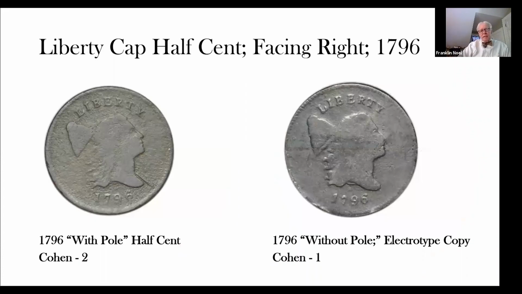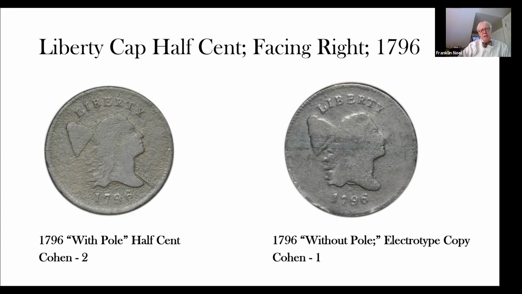The same is true for 1796 half cents. Indeed, for 1796 half cents, the presence or absence of a pole is the main feature that distinguishes the 2 known die varieties of 1796. They both share a common reverse.